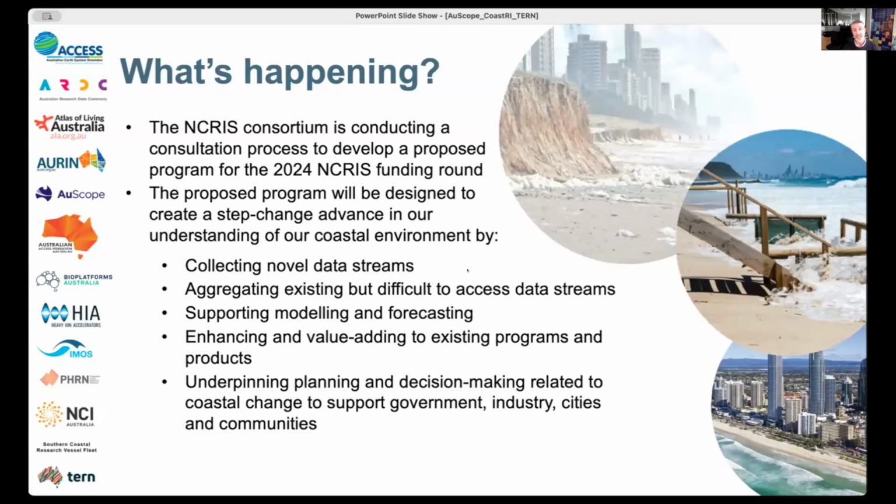The areas that we really identified were: we needed to collect new, novel data sets and data streams. We needed to aggregate existing data sets that are already out there but are difficult to access. We needed to support modelling and forecasting, the sort of work that Access NRI does, and to understand and be able to predict the impacts of climate change, sea level rise, and other things on the environment and on the coast. We needed to enhance and add value to existing programs, and we needed to provide all of this data in ways that would inform decision making. So it was going to be usable by the community that needed it, not just to support the science cohort, I guess.